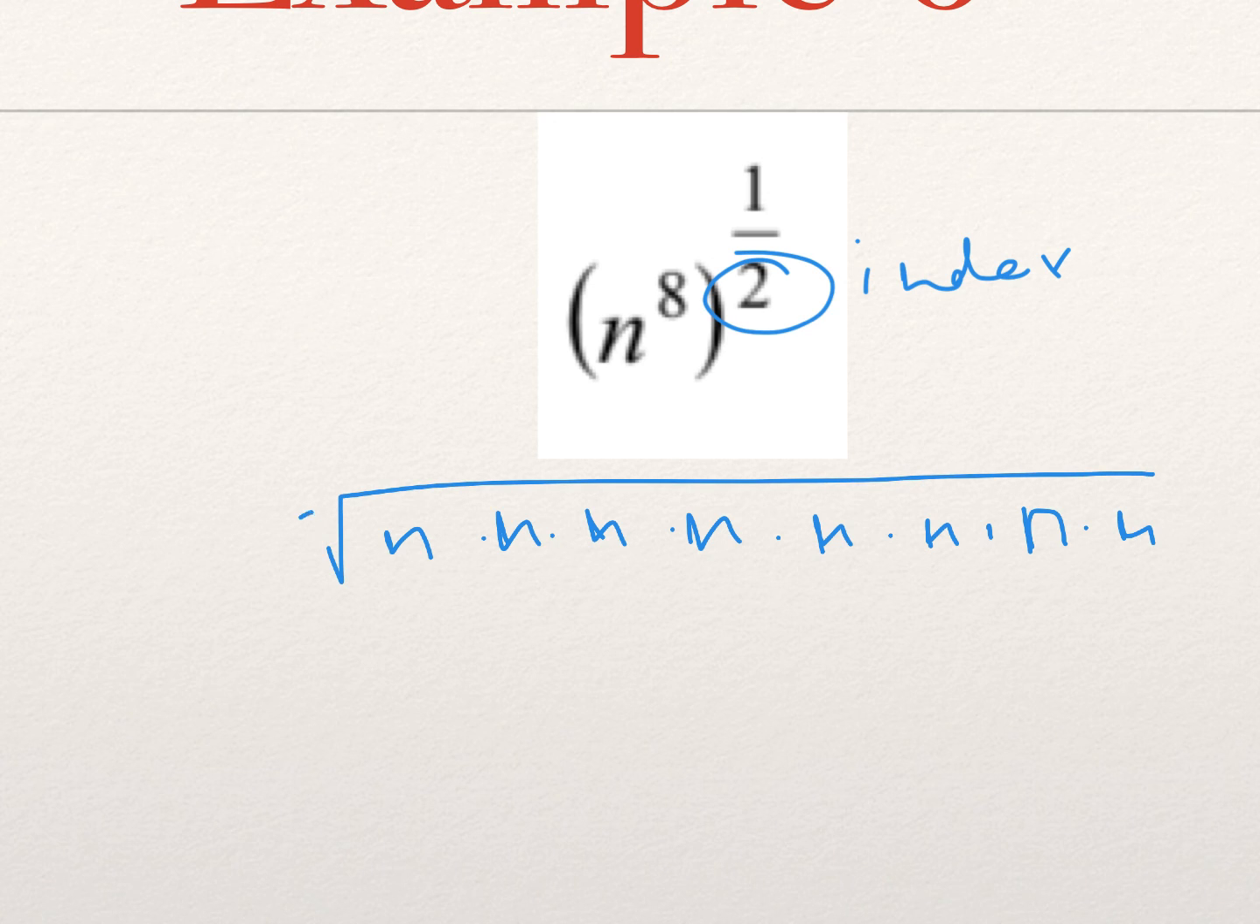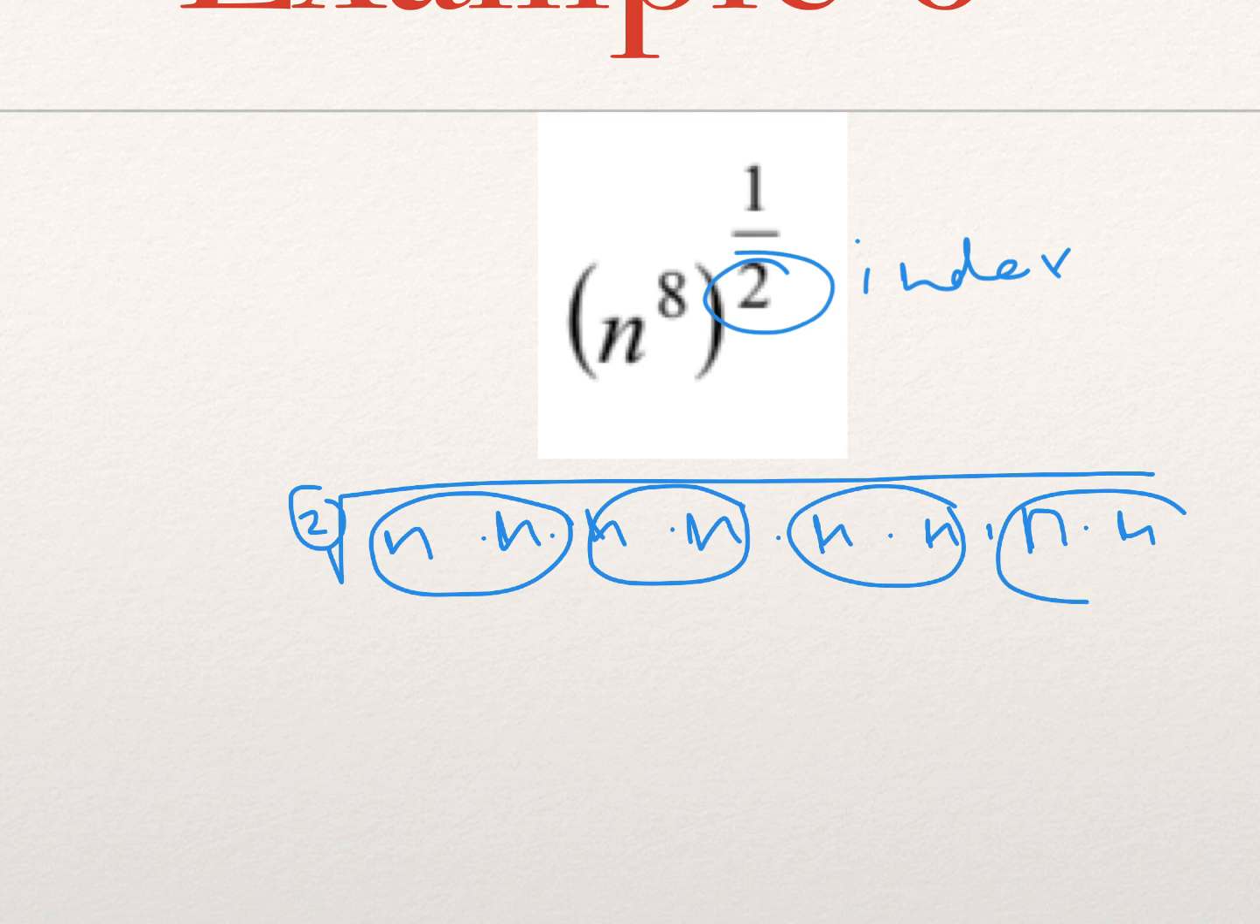And whatever our index is, we circle groups of that number, so groups of 2. So we have 2 n's, 2 n's, 2 n's, and 2 n's. So what comes to the outside? Awesome. 4 n's, so n to the 4th power. And that's it. So that's one way we can do it.